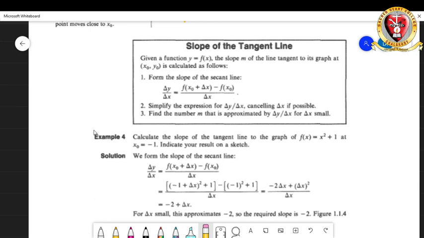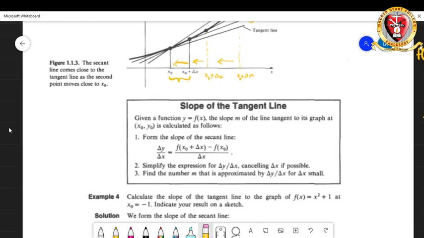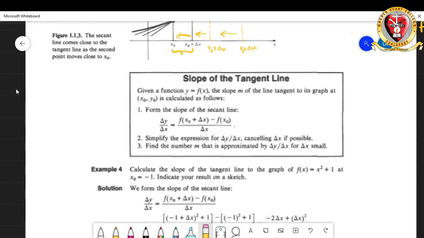Okay, so here we have a function y is equal to f of x. The slope m of the line tangent to its graph at the point x naught, y naught, ordered pair x naught y naught, is calculated using the following steps. First, you have to form the slope of the secant line. We know that the secant line has the slope delta y by delta x, right? We just said that earlier.